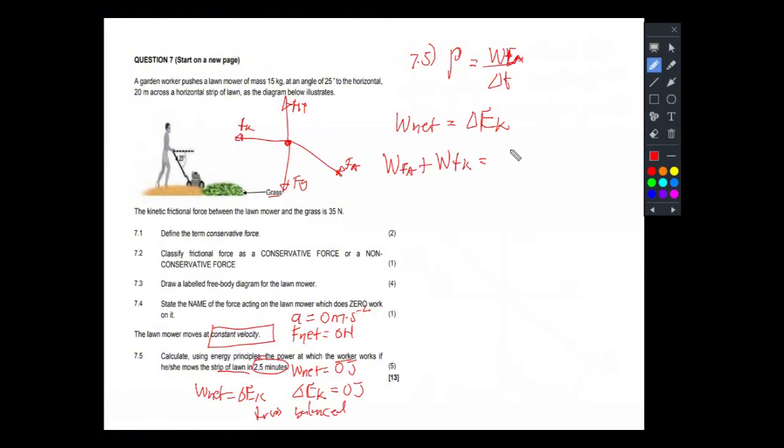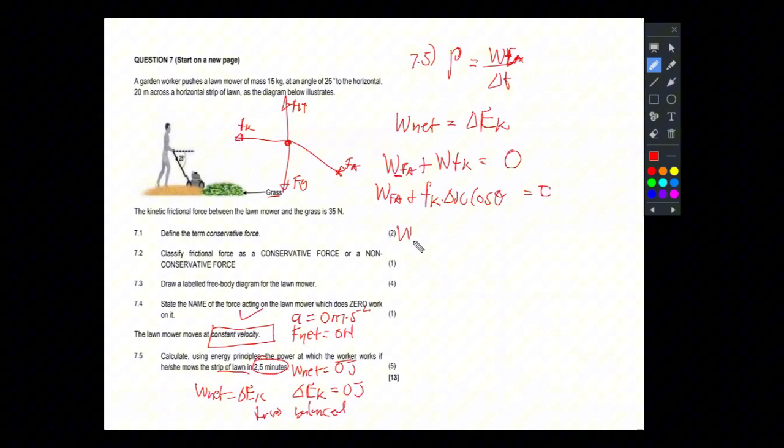We just have to replace it by 0, right? Based on the fact that this is moving at a constant velocity. So remember, if it's constant velocity, we say our delta EK will be equal to 0. So here, the reason why we are doing this on this side and not putting 0 is because we want to calculate the work done by the force applied. So we can keep it work done by FA and then break down the FK instead. So that's FK delta X and then cos theta, equal to 0, right? So to calculate, we'll say work done by FA plus FK.